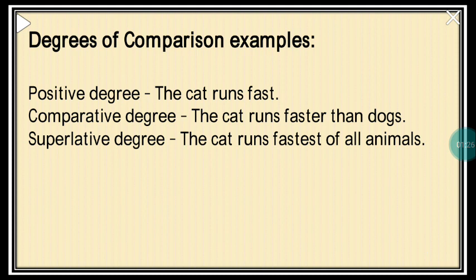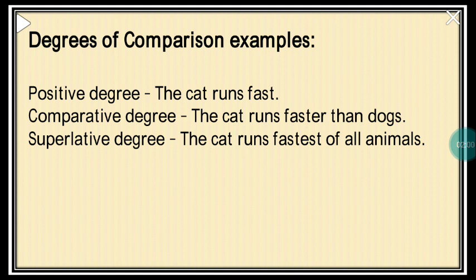Now, degrees of comparison, examples of that. Positive degree. Now, when is the positive degree used? First of all, the positive degree is used when no comparison is made. For example, he is a good boy, she is an industrious student, and the cat runs fast. Then, the comparative degree is used when the comparison is between two objects or individuals. For example, she is a better swimmer than him, and normally we use the word than. Comparative degree over here, the cat runs faster than dogs.